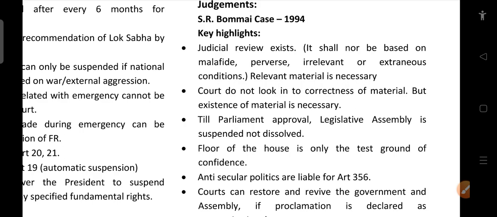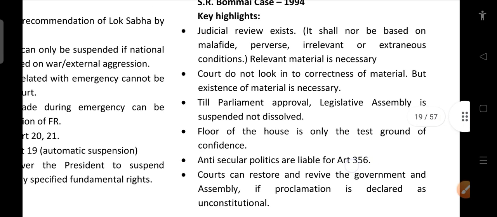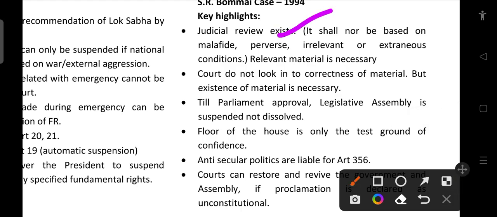So, what was pronounced by the Supreme Court in the S.R. Bommai case 1994? The key highlights are: it said judicial review exists. It shall not be based on malafide, perverse, irrelevant, or extraneous considerations. Relevant material is necessary. So, you cannot cancel the judicial review just like that.